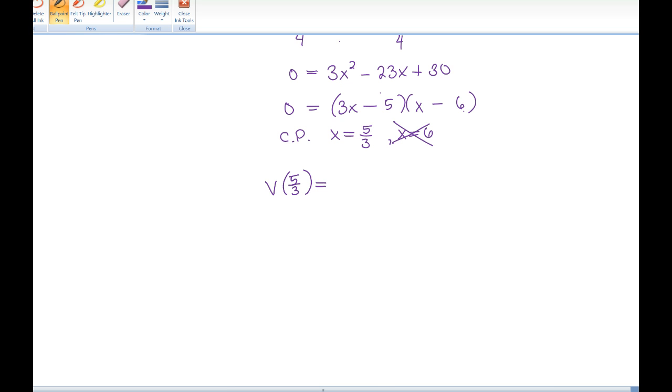And let me just take a look to save time. So our volume comes out to about 90.74 cubic inches. And then the dimensions. Okay, so the dimensions are 5/3 inches by 14/3 inches by 35/3 inches.